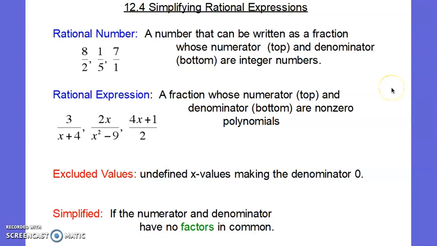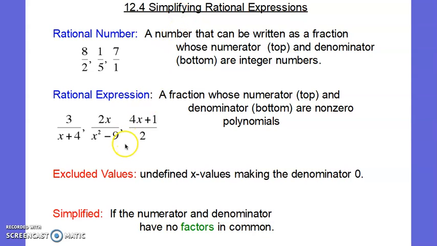All right, today we're going to talk a little bit about what are called rational expressions. Now, a rational expression is similar to a rational number. It's just an expression that you can represent as a fraction. The only difference now is we may have some x's or x plus 4s or 4x plus 1s or expressions mixed in.